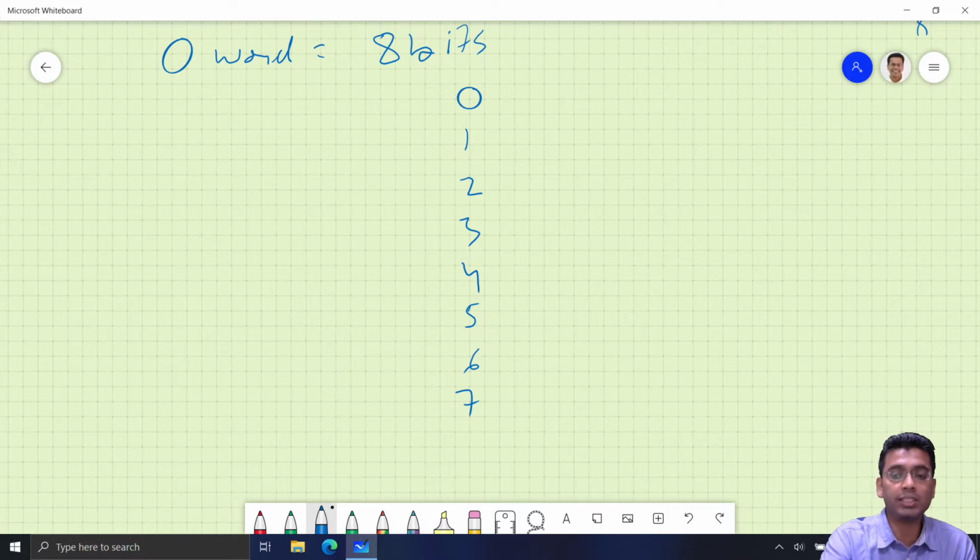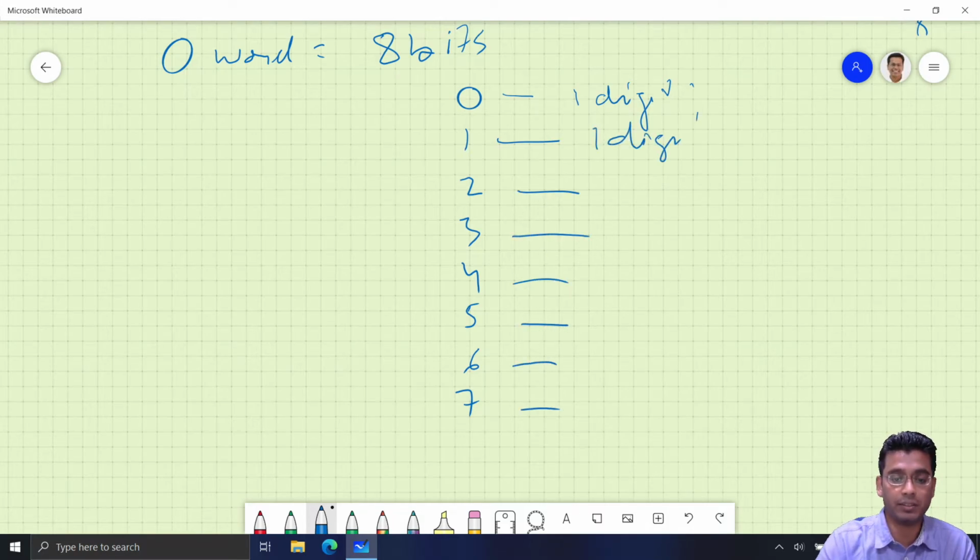So all these are bit values. Against each bit value, you can connect 1 digital input. Similarly, against this one you can connect 1 digital input, against this 1, 1, 1. So you can connect 8.